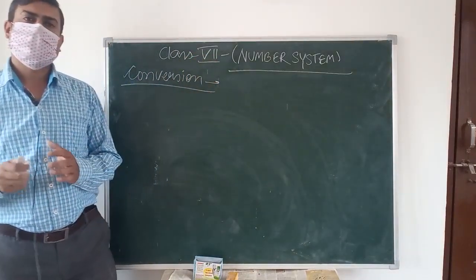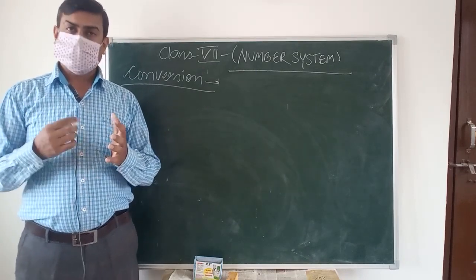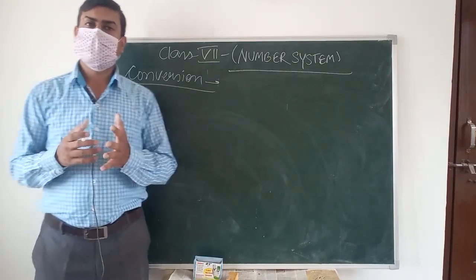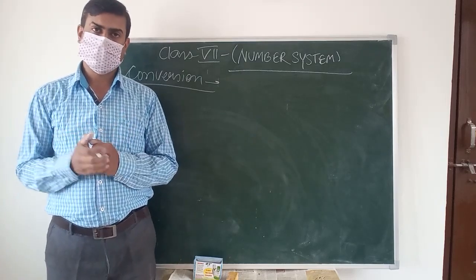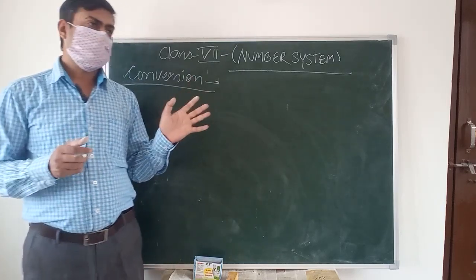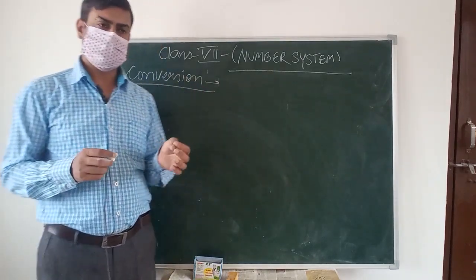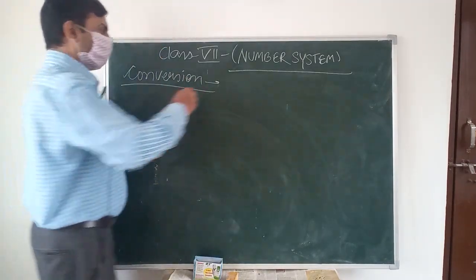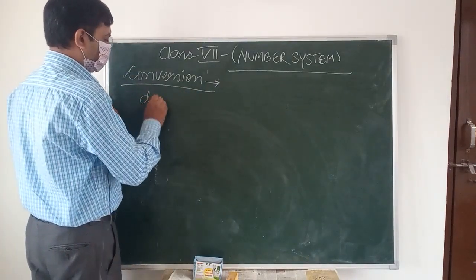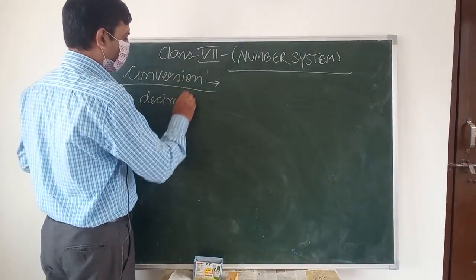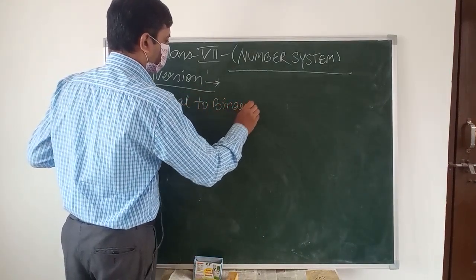Now conversion. Whenever we are talking about any conversion, you must know that every number system can be converted with any other number system also. It is not fixed. Every number system can be converted with any other number system. Let's take an example. Decimal to binary.